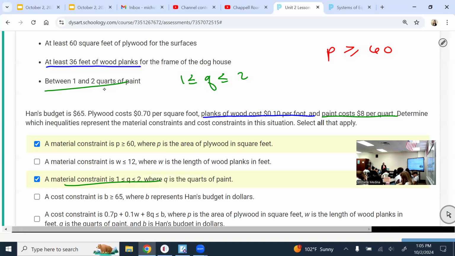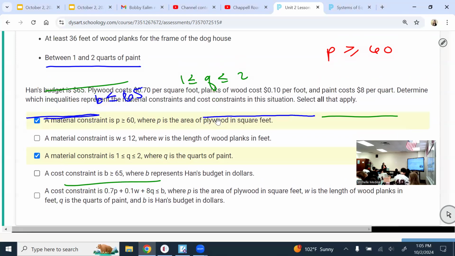A cost constraint is B greater than or equal to 65, where B is his budget. So we have his budget right here explicitly said. Can he spend more than his budget? No, because then you're going over budget. Why would you want to do that? You want to spend less than or equal to it, not what they have in here. So don't take that. A cost constraint is this, where P is plywood, W is wood planks, Q is paint.